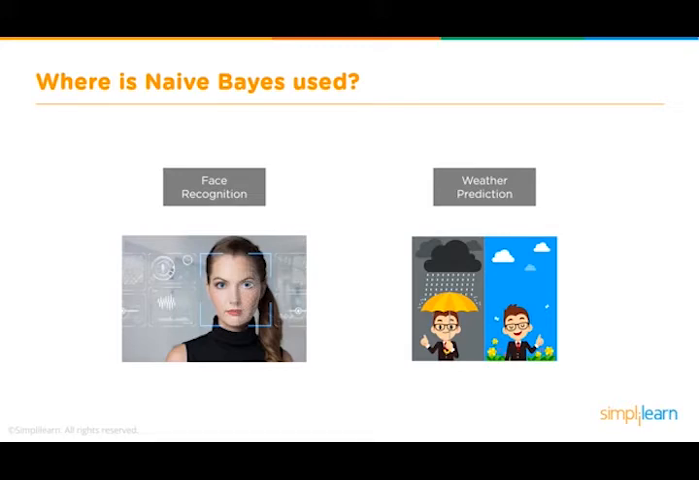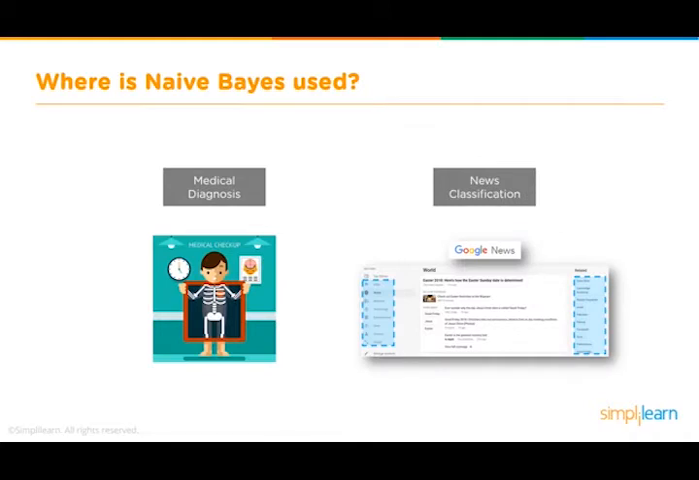Weather prediction: is it going to be rainy or sunny? Medical recognition, news prediction. It's also used in medical diagnosis. We might diagnose somebody as either high risk or not high risk for cancer or heart disease or other ailments. And news classification. When you look at Google News and it says, is this political or is this world news? A lot of that is done with naive Bayes.